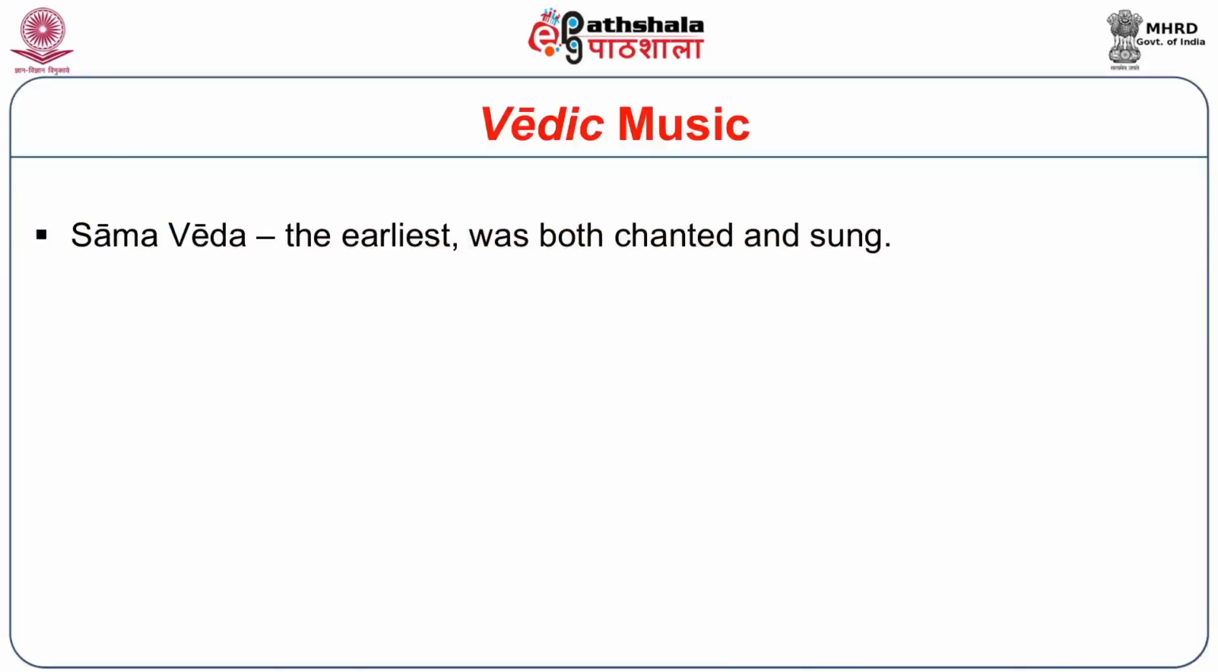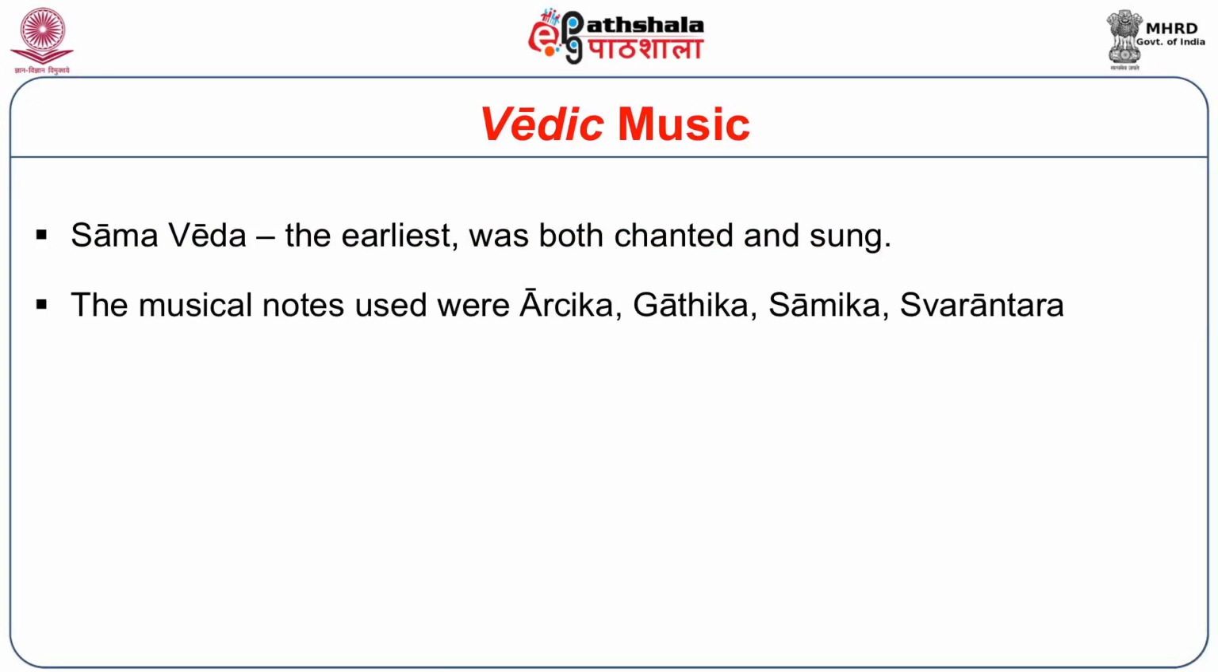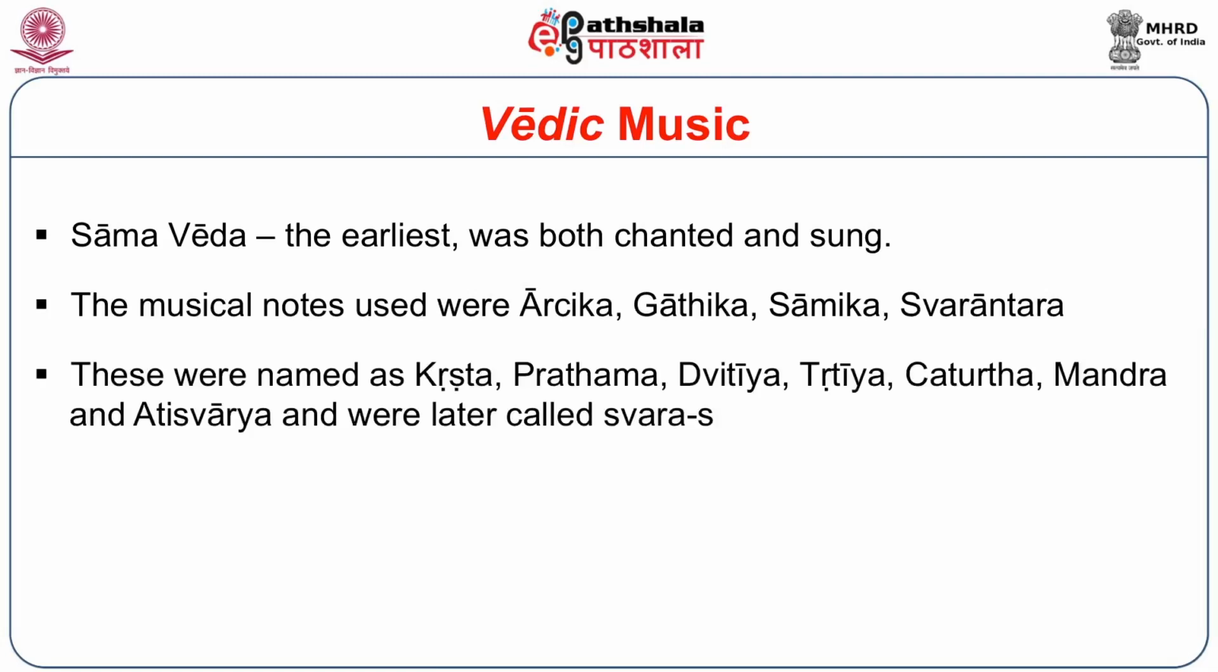The earliest of the sources we have is the Samaveda. Samaveda was both chanted and sung, the Samagana, and there were some musical notes like the Archika, Gatika, Samika and Swarantara. Then a few others were also added to these, and they were called Krishta, Pratama, Dvitiya, Tritiya, Chaturtha, Mandra, Atiswarya, and these were later called the Swaras. Later came the seven Swaras.